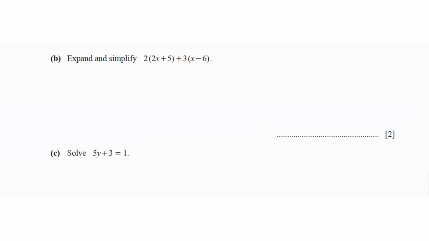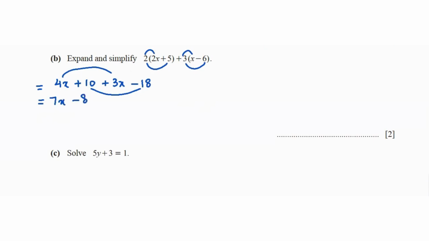Expand and simplify. So we're going to multiply 2 with 2x, 2 with 5, 3 with x, and 3 with negative 6. That's going to be 2 times 2x is 4x, 2 times 5 is 10, 3 times x is 3x, and 3 times -6 is -18. Combine the like terms, 4x plus 3x and 10 and -18. 4x plus 3x is 7x. 10 minus 18 is -8.